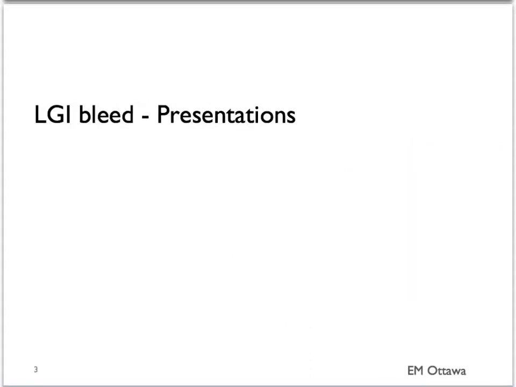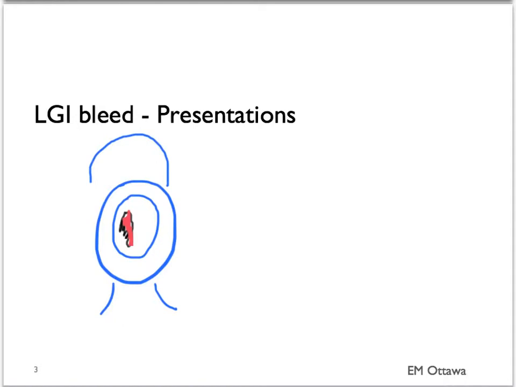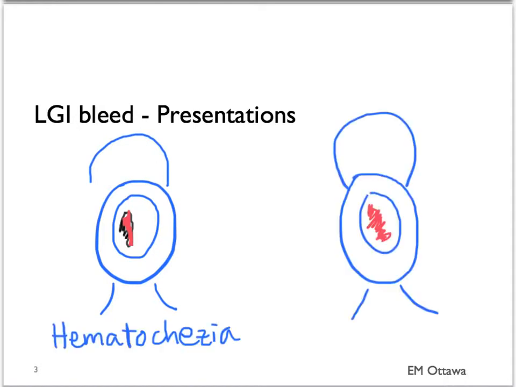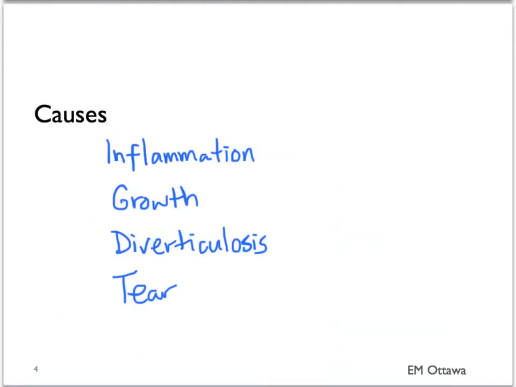In terms of presentation, lower GI bleed will present either as hematochezia, which is blood mixed in with stool, or it can present itself as bright red blood per rectum. It can either be on wiping or seen in the toilet bowl. Lower GI bleed can be caused by inflammation, growth, diverticulosis, and tear. We'll go through each one of them and how they might present.